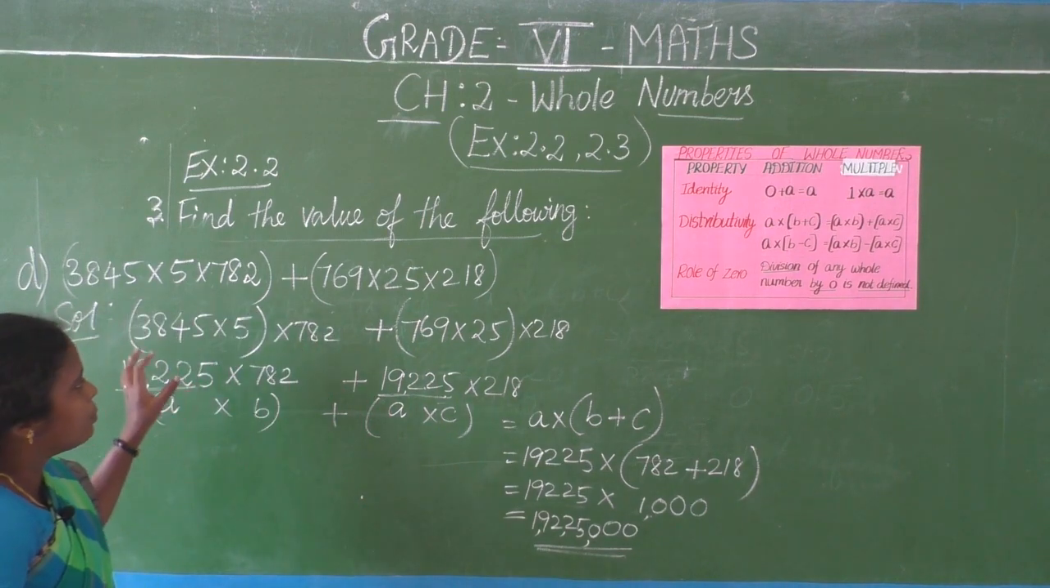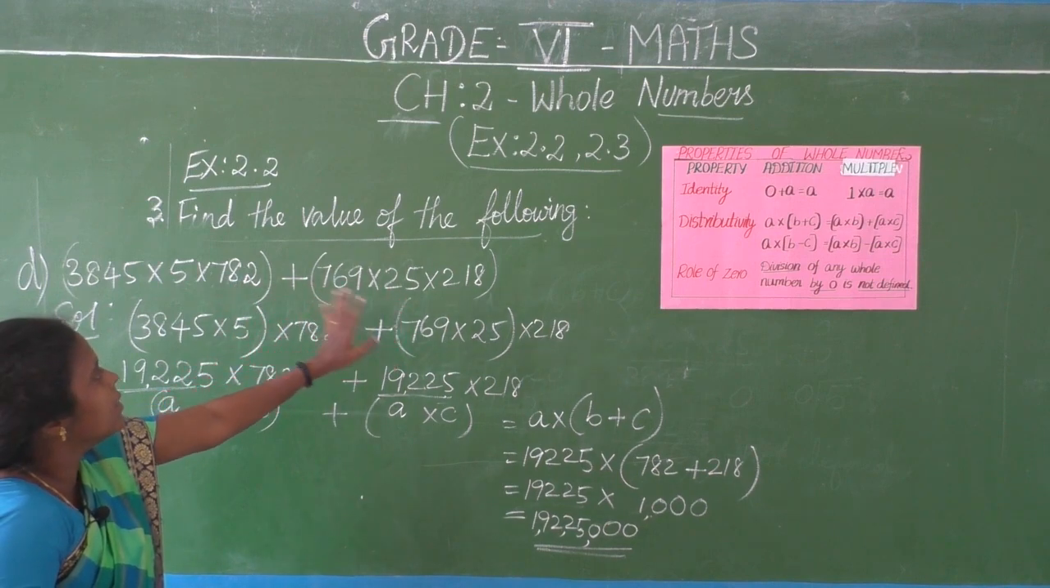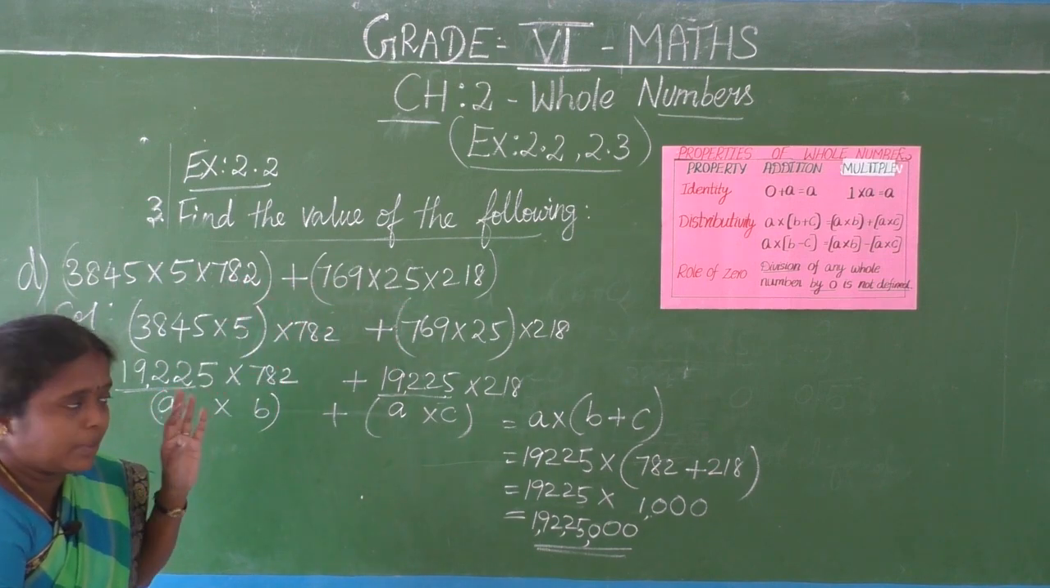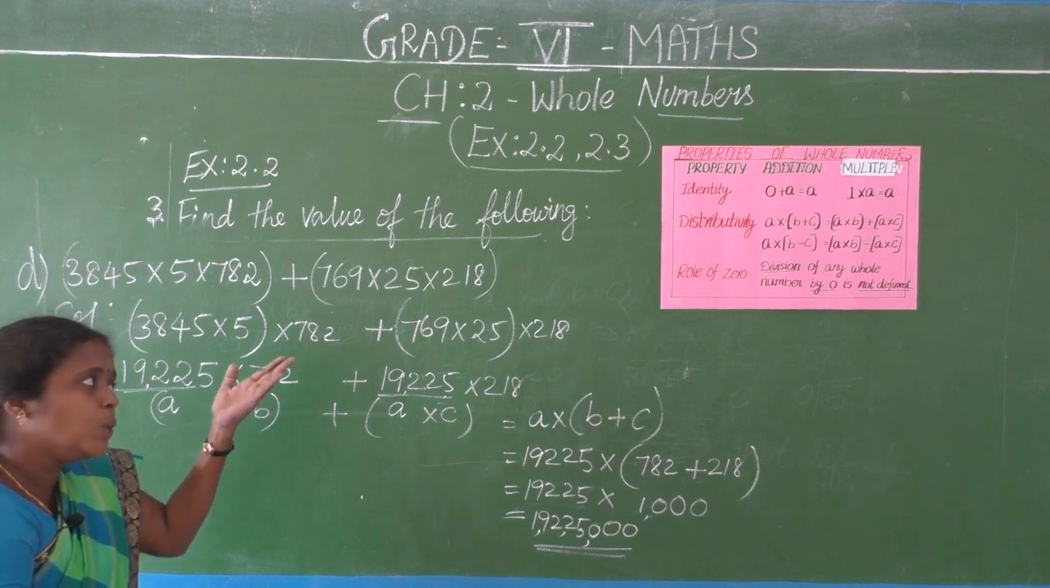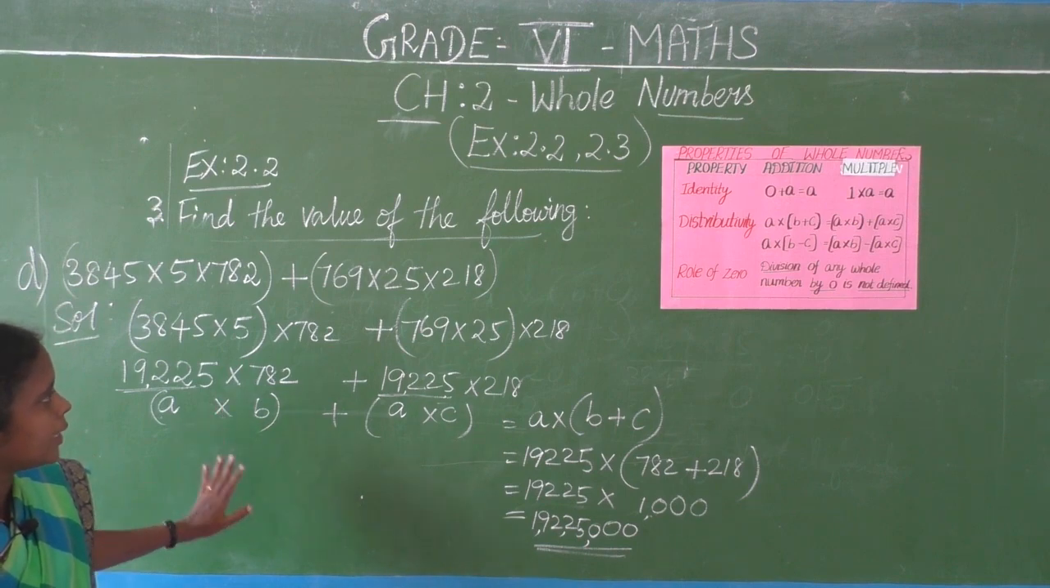See, if you multiply directly this into this, then this into this, like this here, and then add, it takes time. That also is correct only, but using the formula we can solve the sum quickly. Clear? So understood or not what I did?